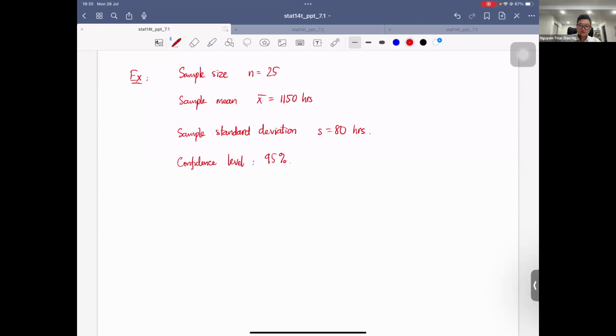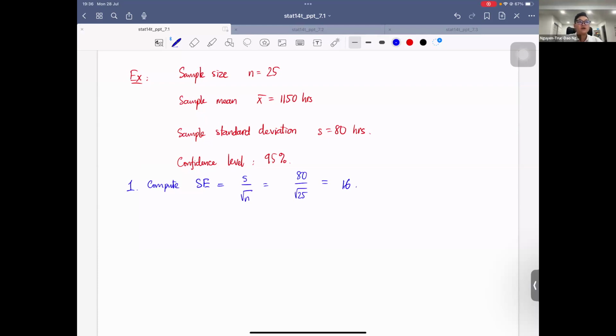Okay, so let's do it step by step. The first step, compute the standard error. I'm going to use SE for standard error. The formula is s divided by the square root of n. Here s is 80, and the square root of 25 is 5. So the answer is 16, which is the standard error.